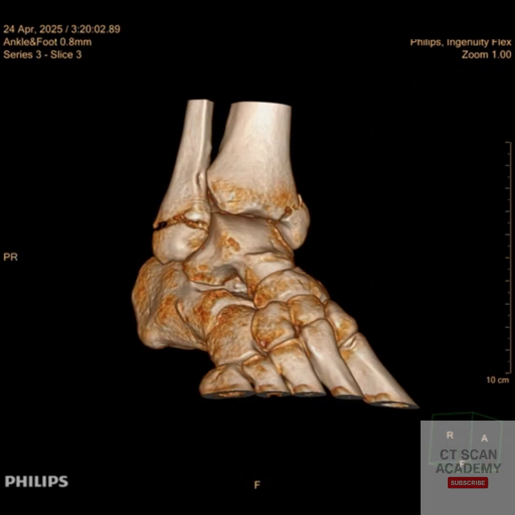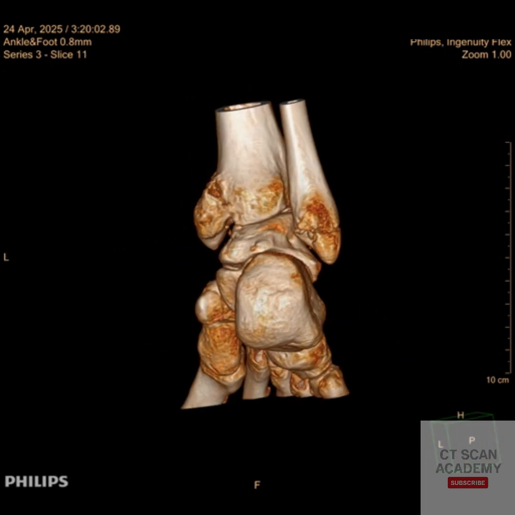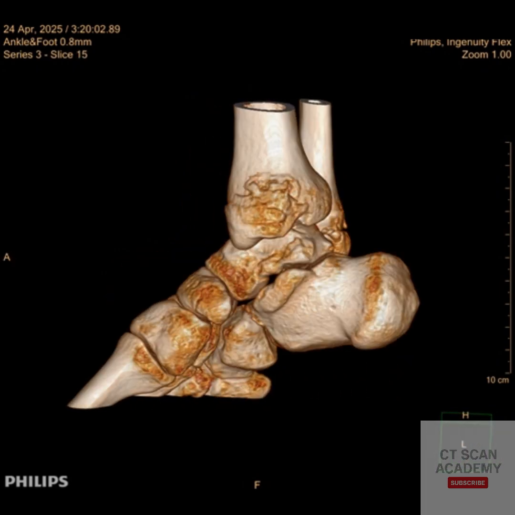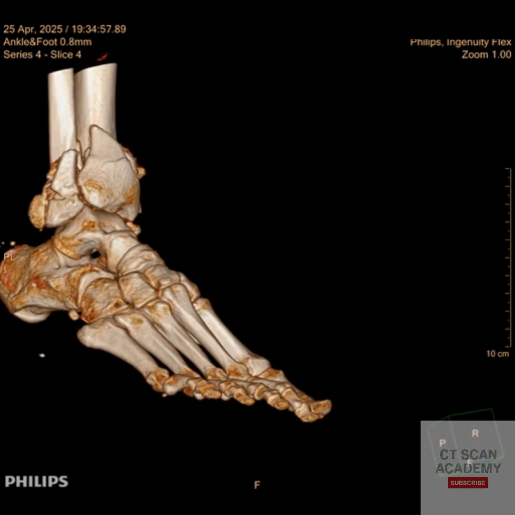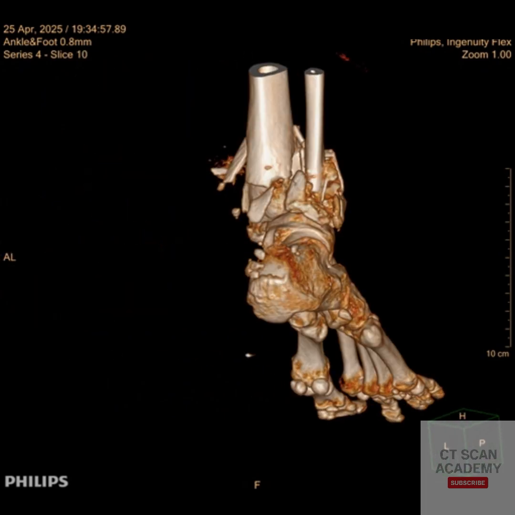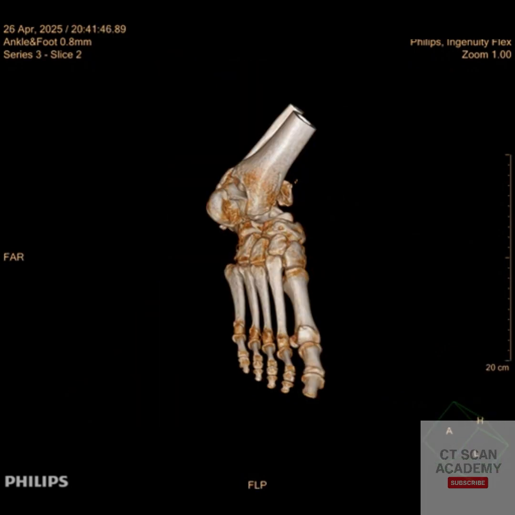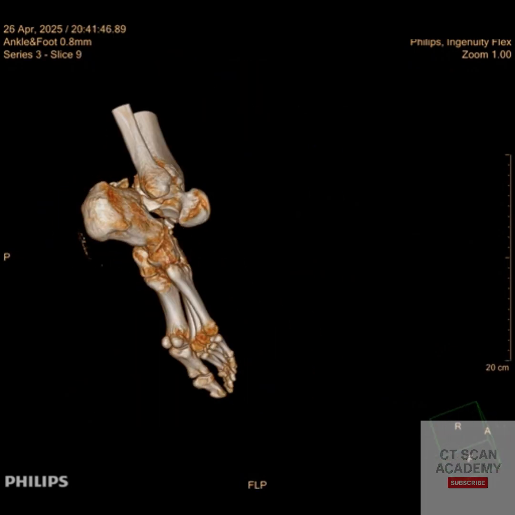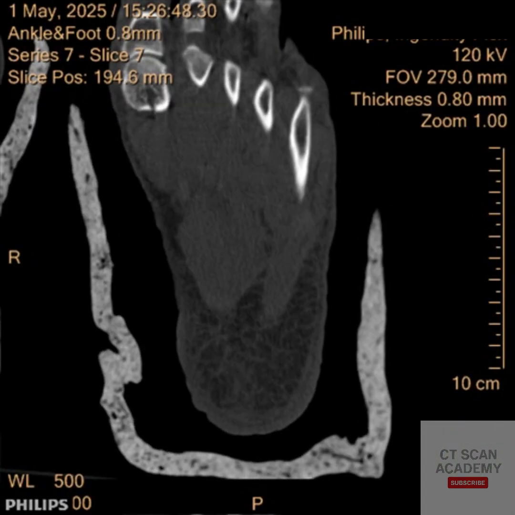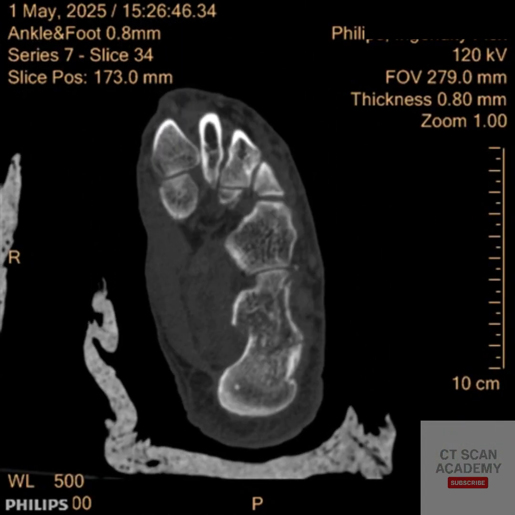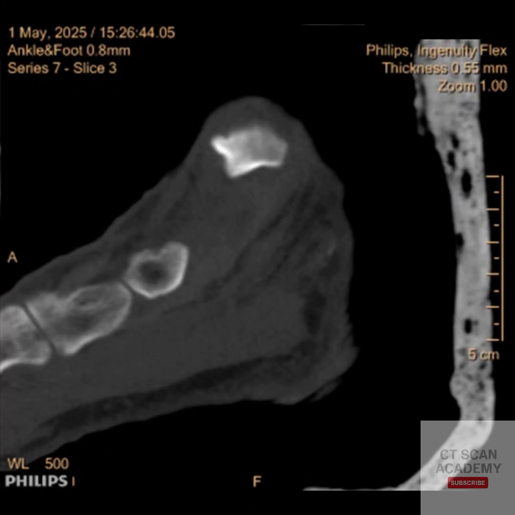A bimalleolar ankle fracture involves both the medial and lateral malleoli, indicating severe disruption of the ankle mortise ring. A distal tibia and fibula fracture, which is comminuted, is observed. There is displacement and fracture of the talus bone. A comminuted calcaneus heel bone fracture is seen.